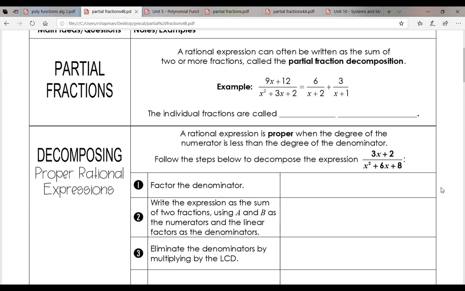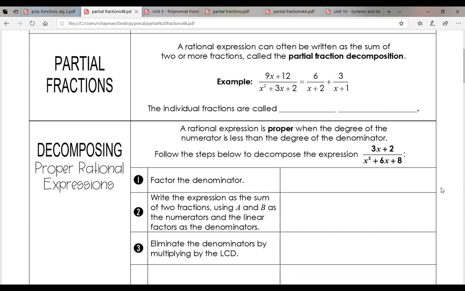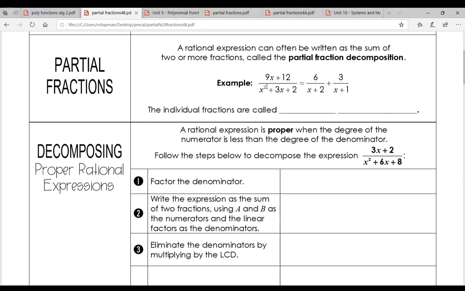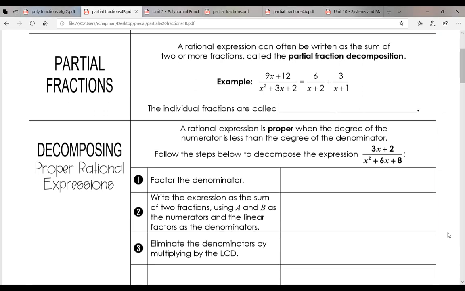All right, so partial fractions. What we are used to doing is we are used to getting two fractions, the teacher asking you to add those together, and you come up with one answer. Partial fraction decomposition is the breaking down of that answer. I've told you before, the car cannot always go forward. Sometimes you have to put it in reverse and go backwards.